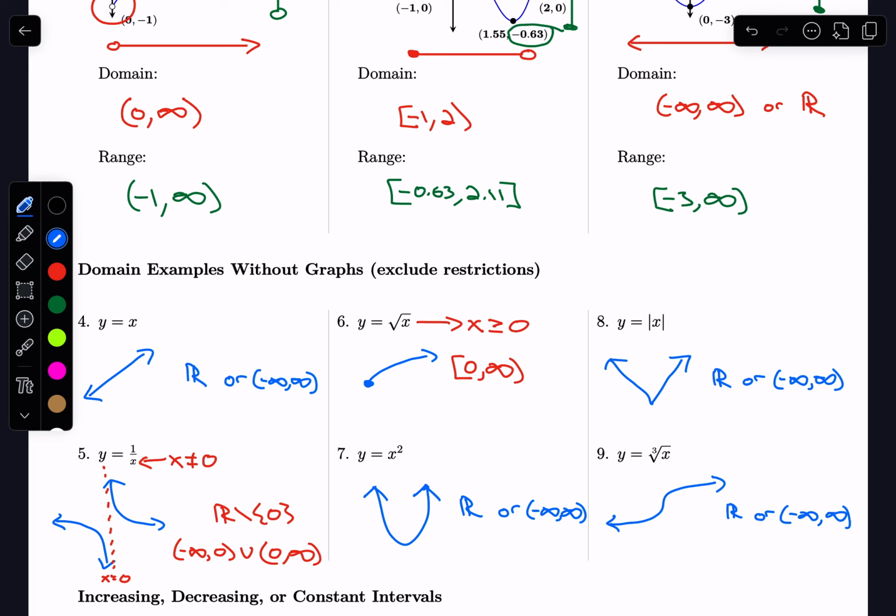So what we should take away from this section is that the two main things we're looking for are division by 0, which is right here, or square roots or radicals that have even roots. In the future, in other classes, you'll learn about logarithms, which also have restrictions. But for now, it's really just division by 0 and even rooted radicals.